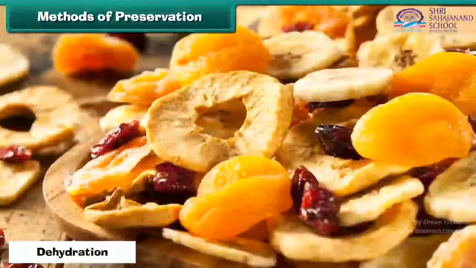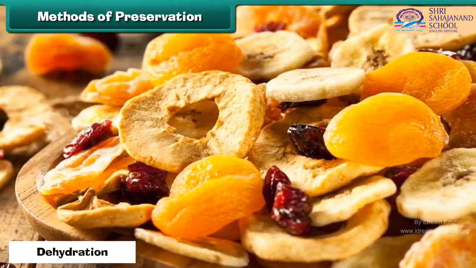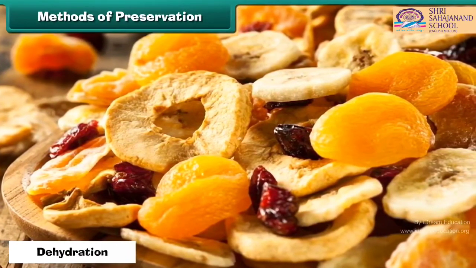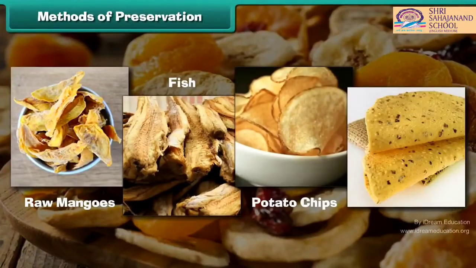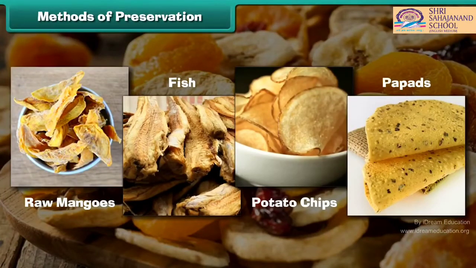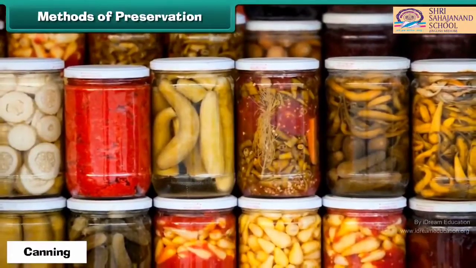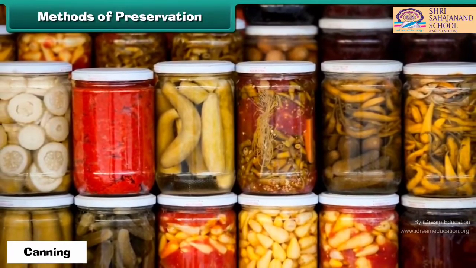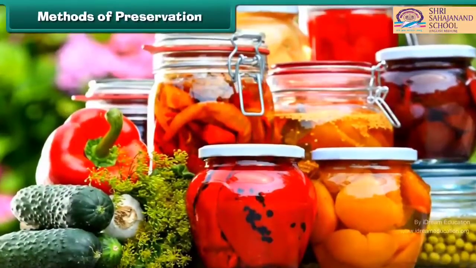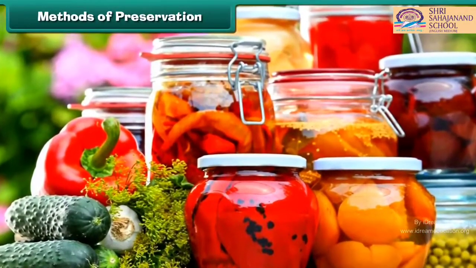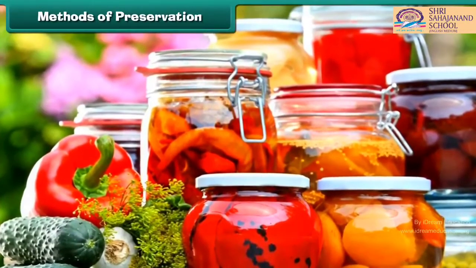Dehydration. In this method, the food items are dried in the sun to stop the growth of bacteria and fungus in them. Certain foods like raw mangoes, fish, potato chips, and papads are preserved by this method. Canning. In this method, air is removed from food and then the food is put in airtight cans so that germs do not grow on it. Vegetables, dairy products, and seafood are preserved by this method.